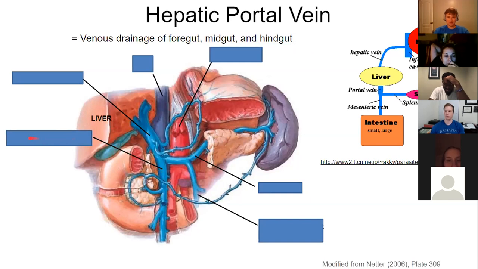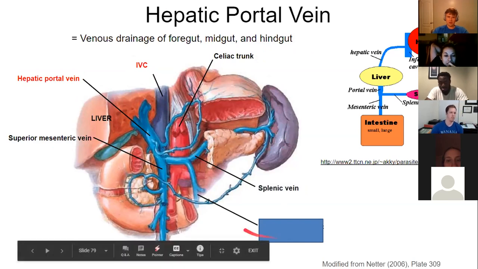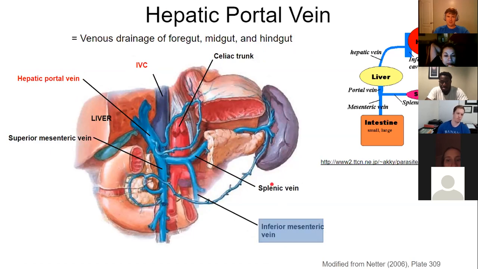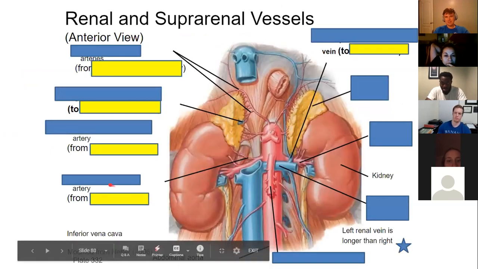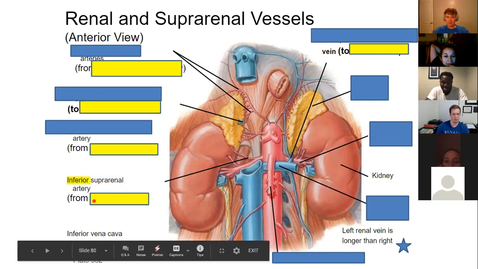That's the only reason why I knew. And again, superior mesenteric vein, hepatic portal vein, right? Inferior vena cava, I would assume. Celiac, good job. I didn't get that. Splenic again. And then inferior mesenteric vein. He's not going to give us something ridiculous, you know. Mm-hmm. This is where I stopped studying. That is going to be the adrenal artery. I don't remember this one in mine. Suprarenal artery from the abdominal aorta.